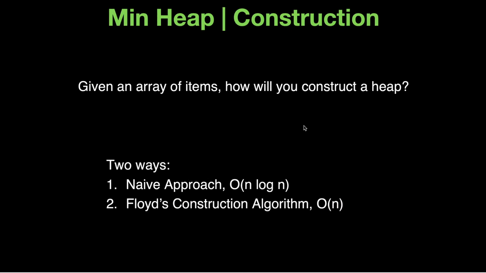So now we are coming to the construction of a min heap. How do we construct a min heap? The problem is, given an array of items, how will you construct a heap? And there are two ways. One is a naive approach that constructs a heap in O of n log n, and there is a Floyd construction algorithm that constructs the heap in O of n time. That is quite optimal.